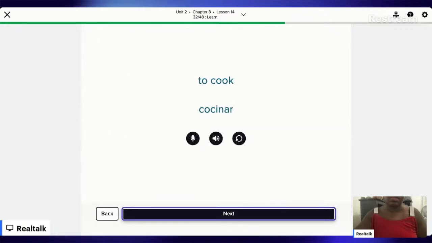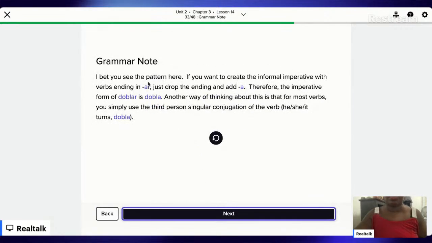This is how you say, to cook. Cocinar. I bet you see the pattern here. If you want to create the informal imperative with verbs ending in -ar, just drop the ending and add -a. Therefore, the imperative form of doblar is dobla. Another way of thinking about this is that for most verbs, you simply use the third person singular conjugation of the verb. He, she, it turns. Dobla.